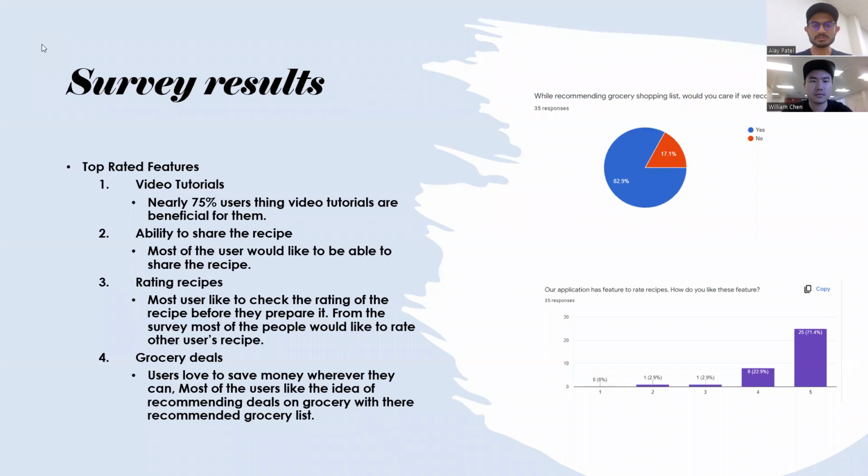For the survey results, we did user requirement testing by launching a survey on Google Maps. We have some promising results from this survey. We listed some top rated features, which are video tutorials, ability to share the recipe, ability to rate a recipe, and some grocery deals on the recommended groceries. Nearly 75% of the users would like to have video tutorials for recipes instead of just the instructions, which makes it easier for them to follow the steps since they have visual representations.